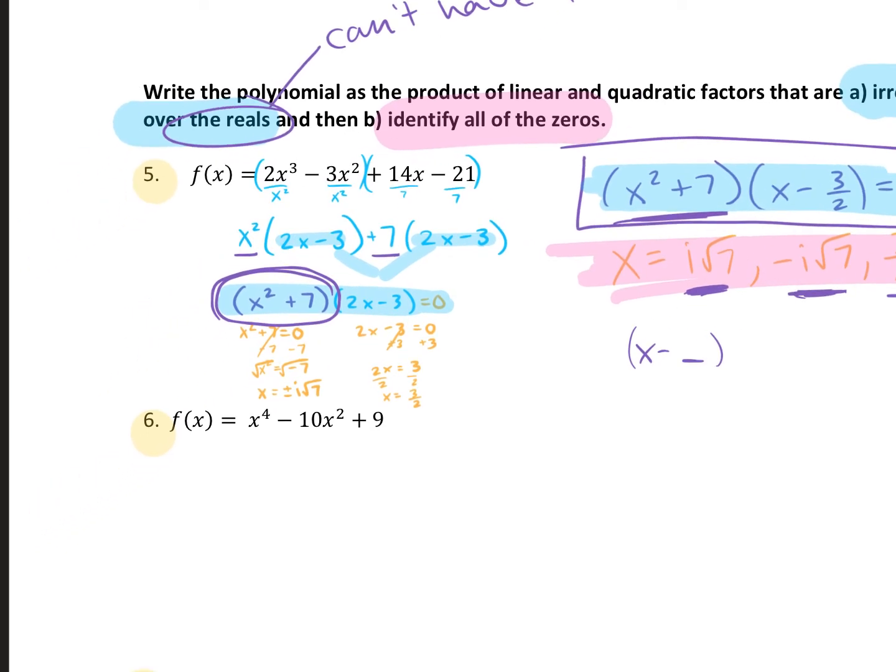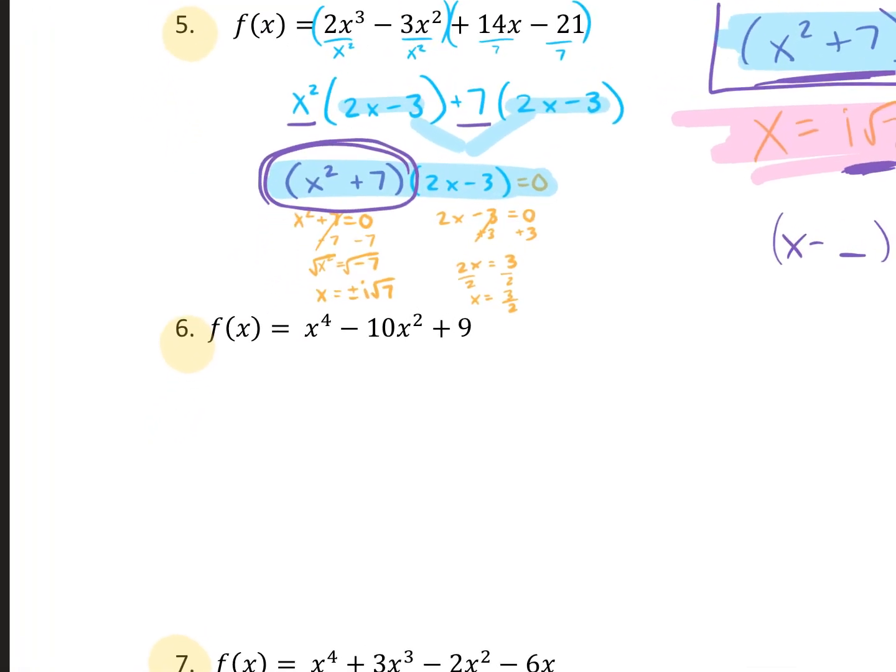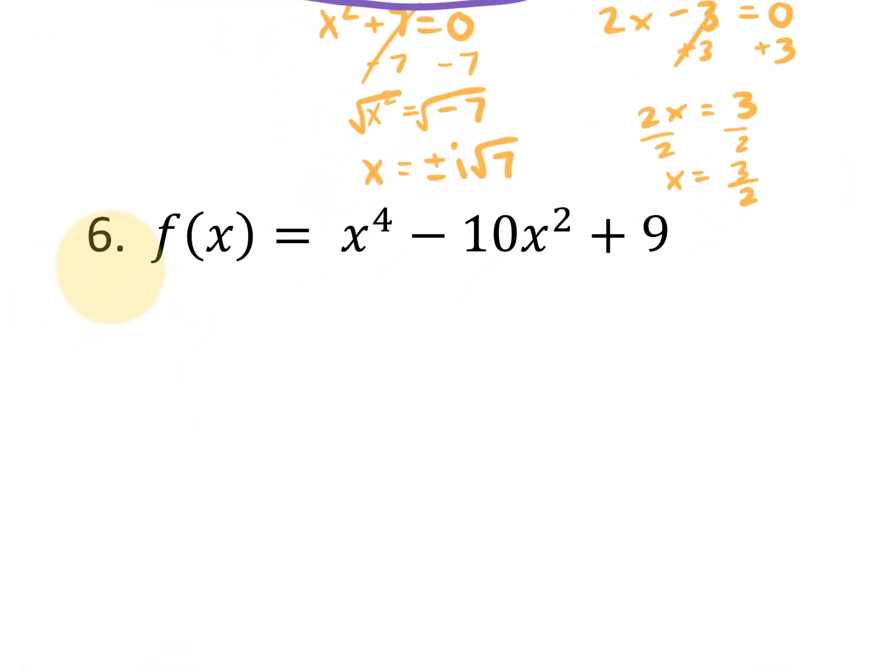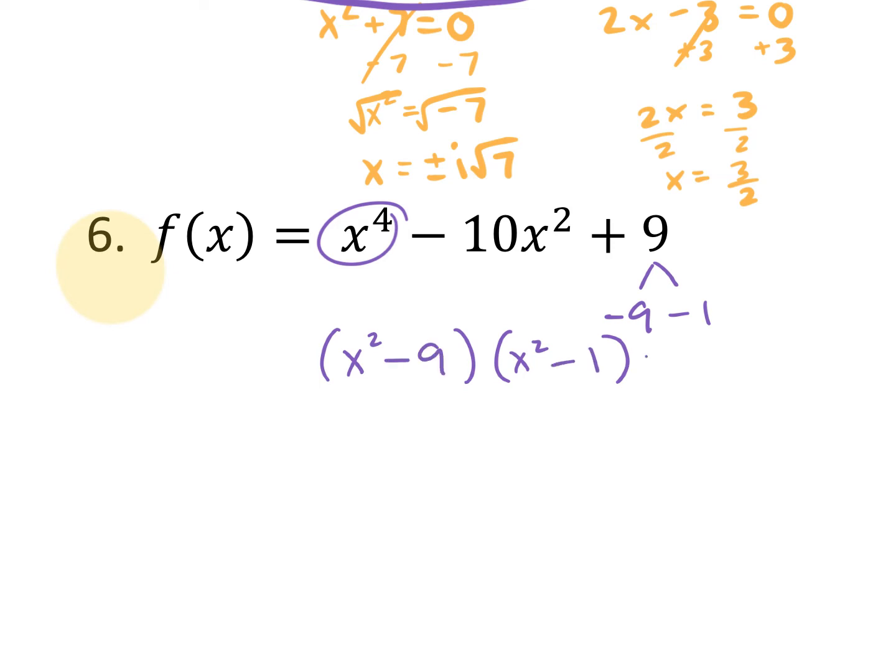All right, let's look at 6. How can I factor 6? Just factor it. So what are two factors of 9 that add to negative 10? Negative 9 and negative 1. So what's going to go into my parentheses? Awesome. X squared minus 9, because I started with x to the fourth power. So it's the same as normal factoring, but here I have x squared and x squared. So x squared minus 9 and x squared minus 1.